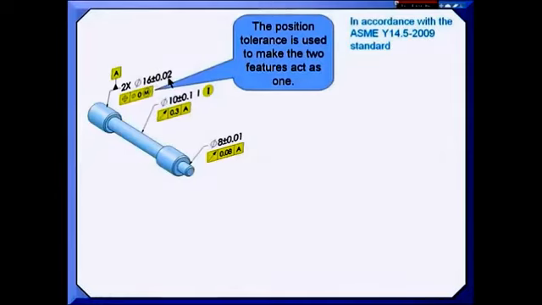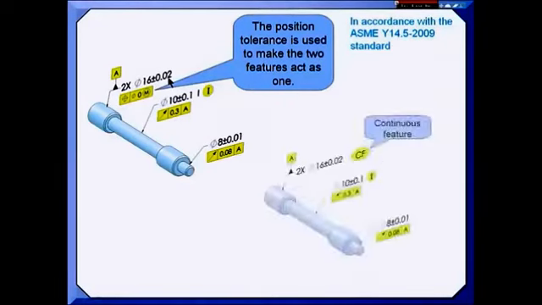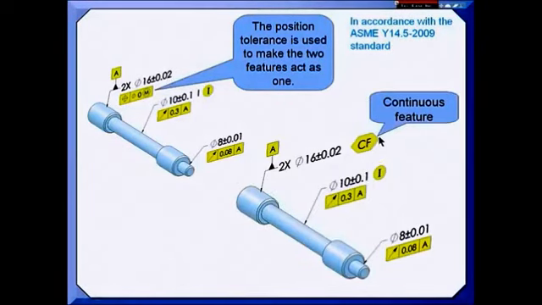The 2009 revision gives us another way to accomplish the same task. We now have this symbol called the continuous feature symbol, or you could do it with a note. And it's saying treat these two 16 millimeter diameters as though they were one feature of size. If I do this, Rule number 1 kicks in, which tells me that they must fit through a boundary or envelope of perfect form at 16.02. So both drawings are saying exactly the same thing. You can pick whichever one fits your culture.